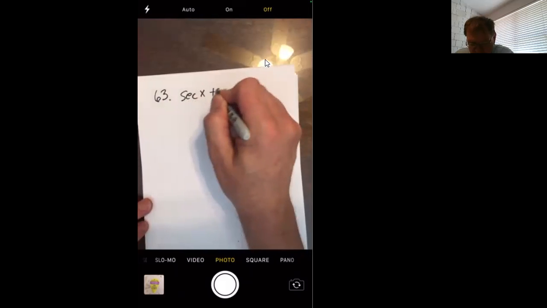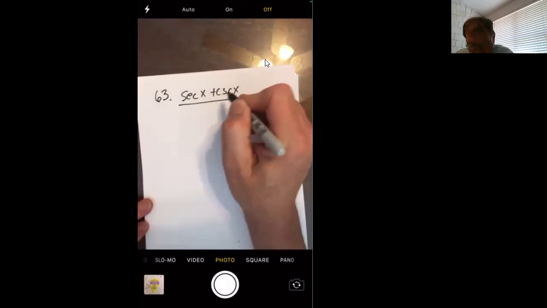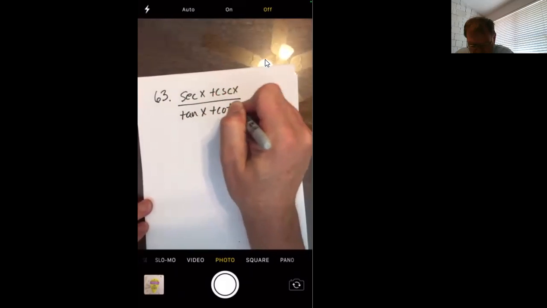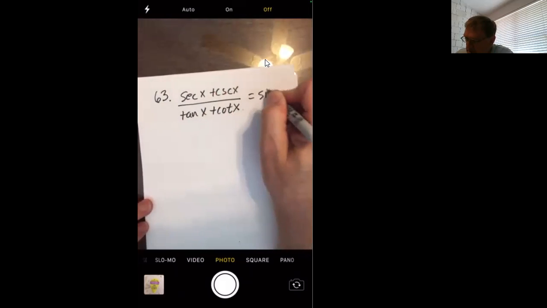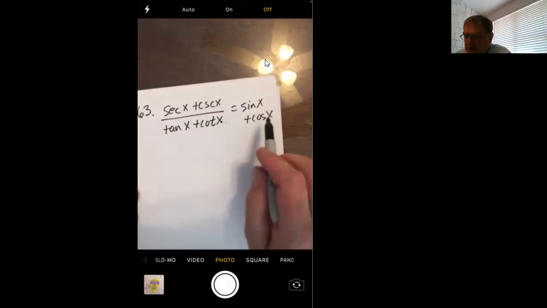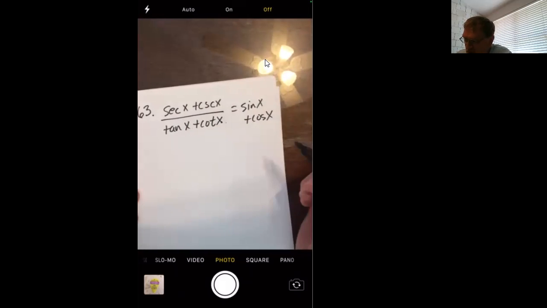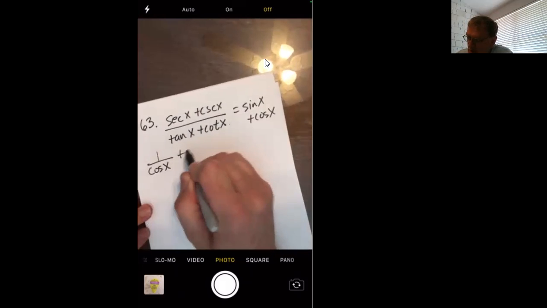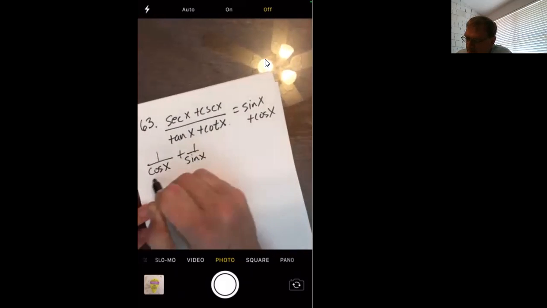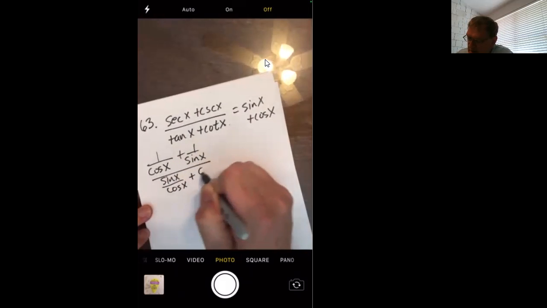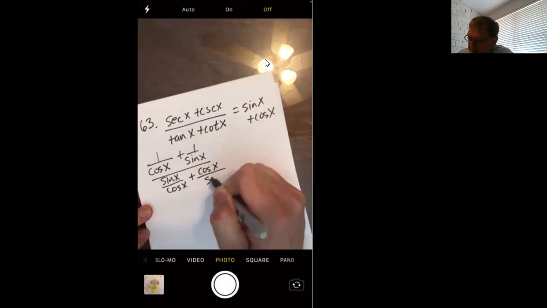Secant x, add cosecant x, and on bottom, tangent x, add cotangent x, is a sine, add a cosine. Well, you are never going to convert this to this. Let's convert to sines and cosines: 1 over a cosine, 1 over a sine, sine over a cosine, cosine over a sine.